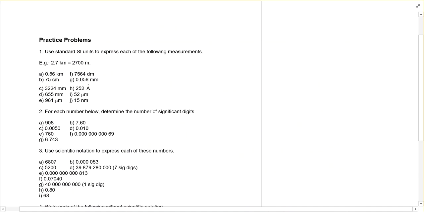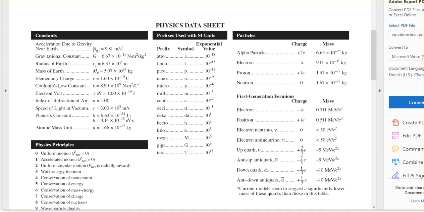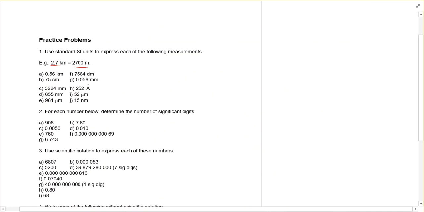So if we go back to this one and we want to go, let's say, kilometers to meters, go to your sheet. So kilo is here. Kilo is 10 to the 3. And what that means is that if I want to get from kilometers back to the base unit, meters, I just need to multiply by 10 to the 3. So 2.7 times 10 to the 3 is going to give you 2,700 meters. All right, so that's kind of what that means.